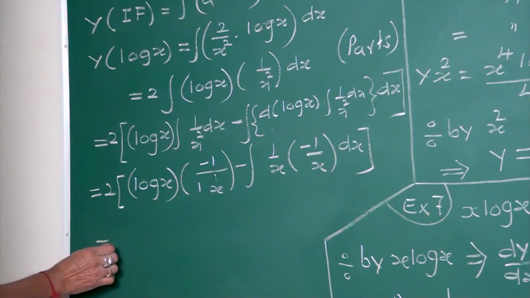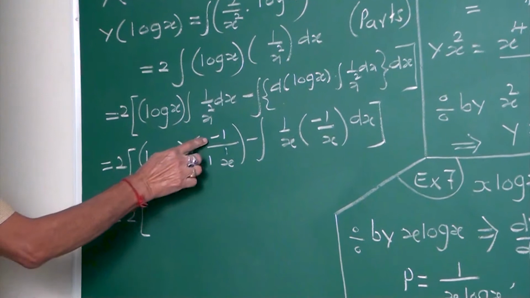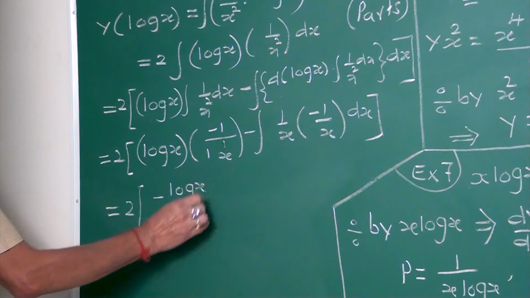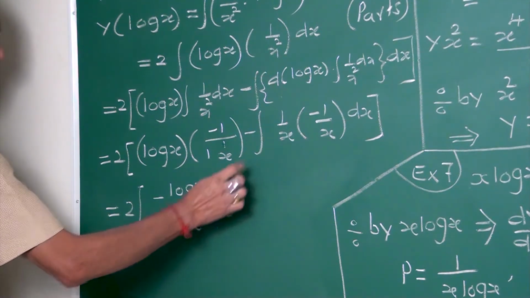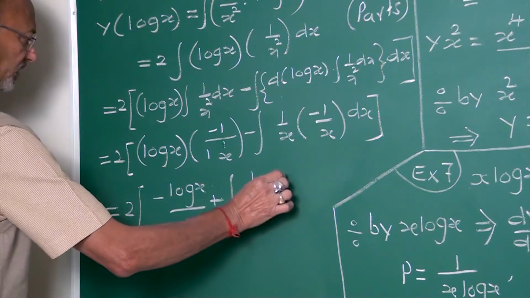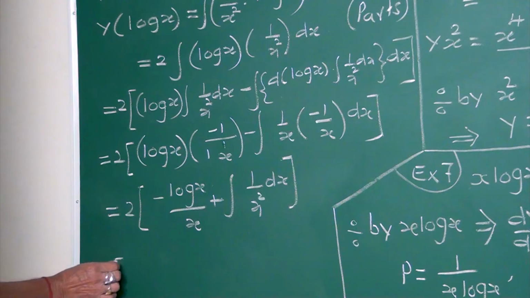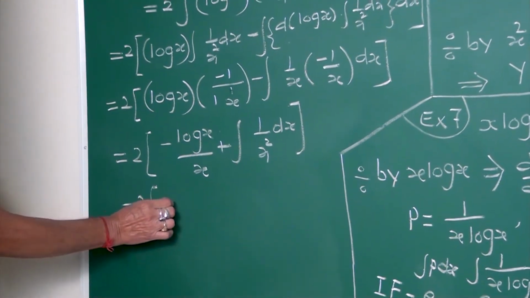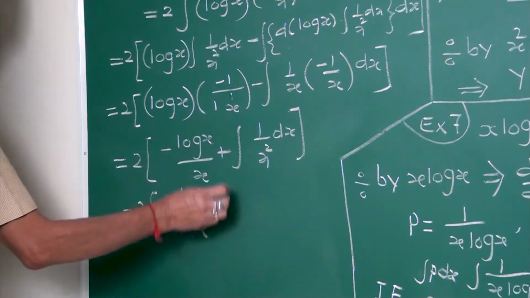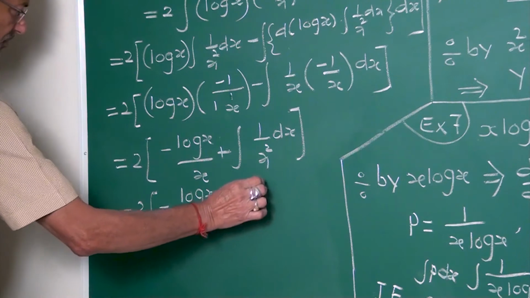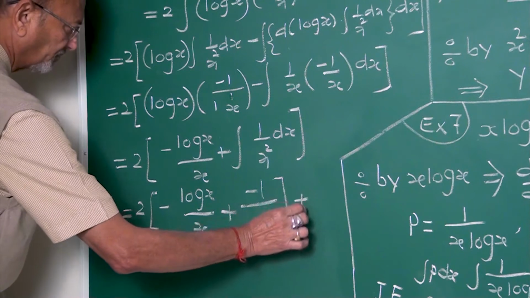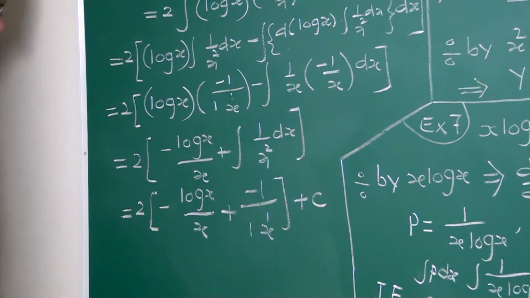Yes, friend. This is 2 into minus log x upon x, minus integral, with inside minus is plus, x into x is x squared dx. So it is 2 into minus log x upon x. Once again, plus, minus 1 formula: 1 into x to the power 1, plus c.